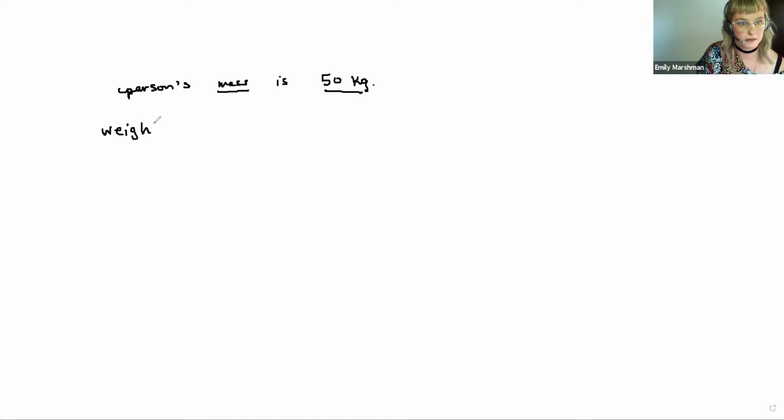Let's do a little bit more practice with differentiating between weight and mass. So let's suppose I have a woman who has a mass of 50 kilograms. Let's just say a person. Let's go with a person. A person's mass is 50 kilograms. That's their mass. It's in kilograms. What is the person's weight? In newtons and in pounds.